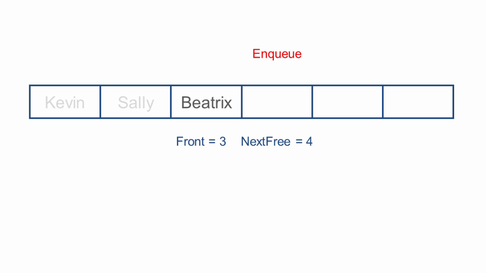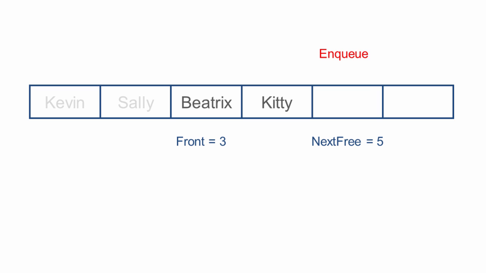Adding data to a queue is known as enqueuing, and this simply means putting data at the position given by next free. Of course, we then need to increment next free. And again, enqueuing data at the position of next free and incrementing next free.